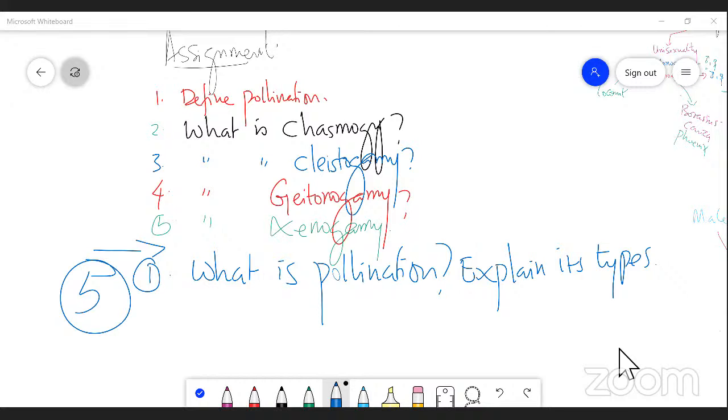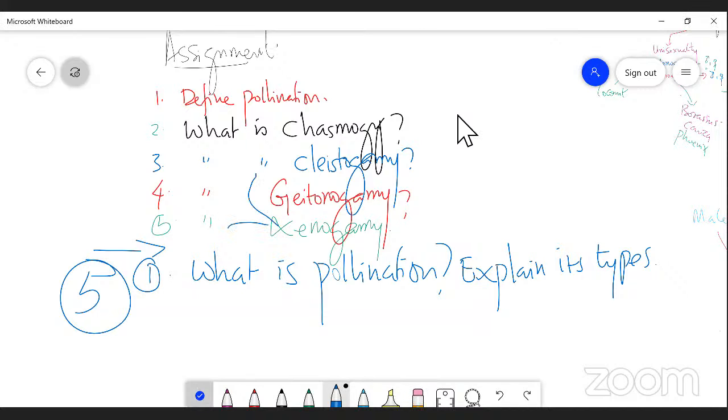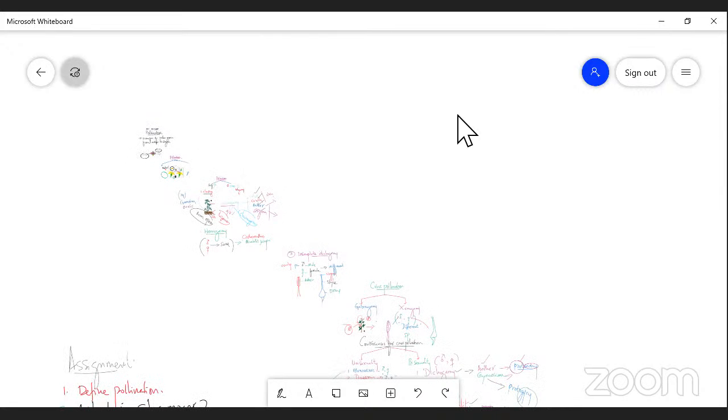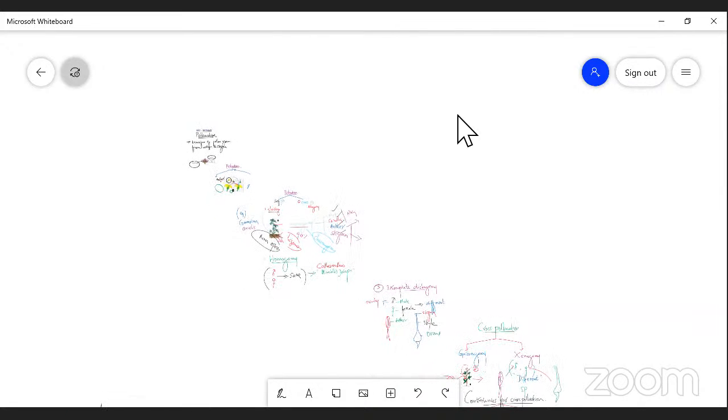If there is any clarification, ask. Any doubt regarding the topic that we have discussed, the pollination? Anyone? Could you tell me the definition of pollination? Sir, transfer of pollen grains from anther to stigma. Very good, ma'am. Then how many types of pollination have we seen? Two types. What are they? Self-pollination and cross-pollination. Very good, ma'am. Right. What is the difference between self-pollination and cross-pollination?